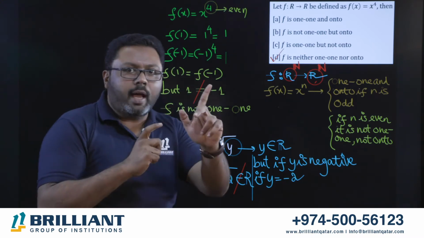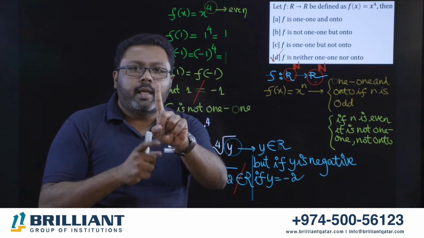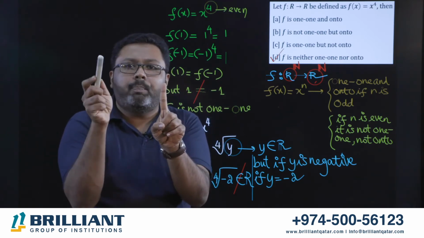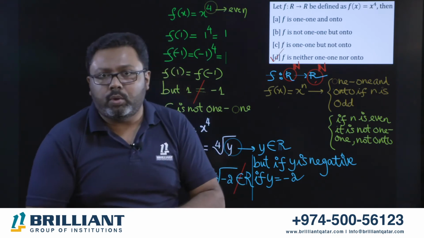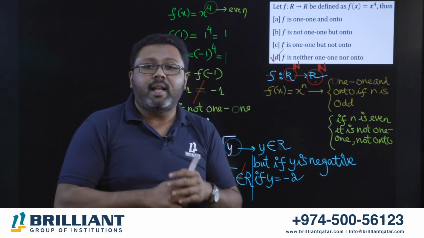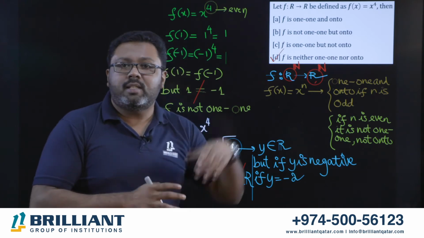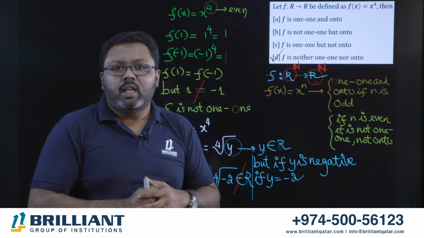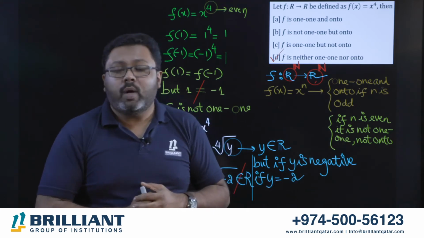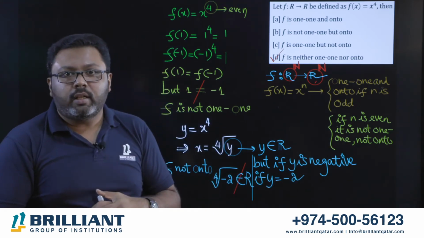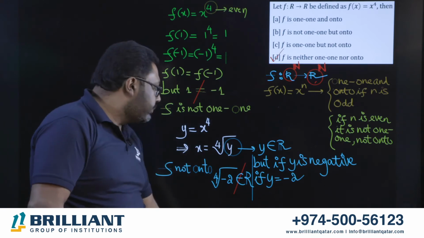So, natural number to natural number, in both cases, even or odd power, both of them are 1, 1, but both of them are not onto. For even powers, real numbers to real numbers, it is neither 1, 1 nor onto. If it is odd power, it is 1, 1 but not onto. Is it clear? Yes. So let's go for the next question.